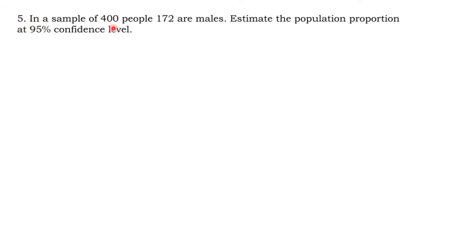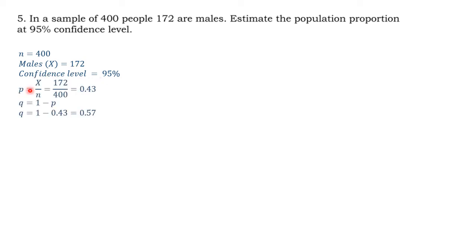Number 5, in a sample of 400 people, 172 are males. Estimate the population proportion at 95% confidence level. N is equal to 400, males or X is equal to 172. Confidence level is equal to 95%. P is equal to X over N. 172 over 400 is equal to 0.43, our proportion of males. Q is equal to 1 minus P. 1 minus 0.43 will give us 0.57. As N is more than or equal to 30, we will use Z here.